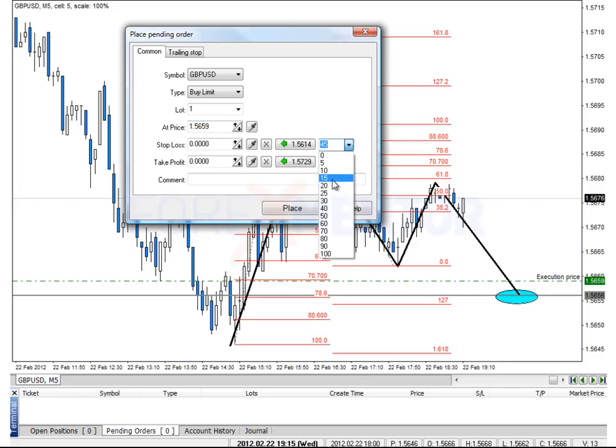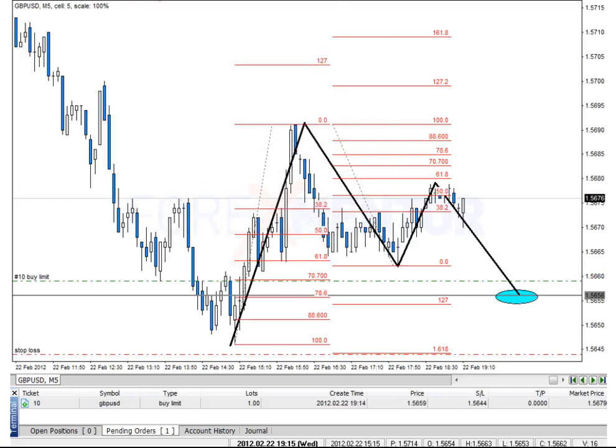We may need a slightly bigger stop. Let's say 15. So I'm going to use a 15 pip stop now, just to put it just below the low. So slightly more than the 11, but still very small risk. And place that order and see what happens.